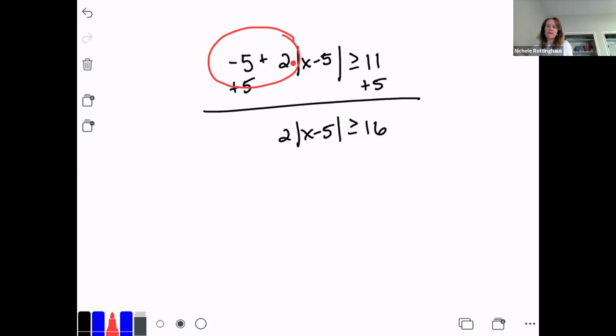When you've got something being multiplied by another entity, you can't just go and add it to something else, okay? Hope that makes sense. So back to where we were. So we added 5 to both sides.